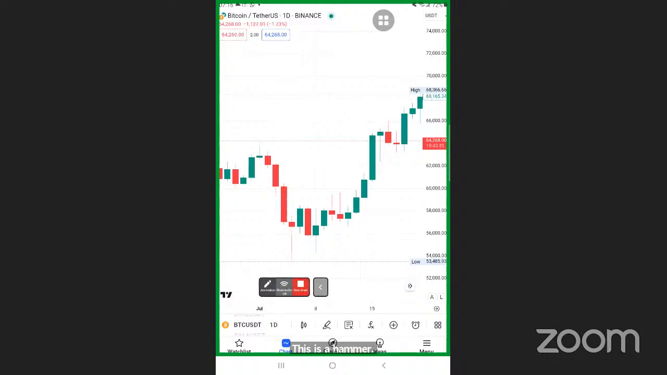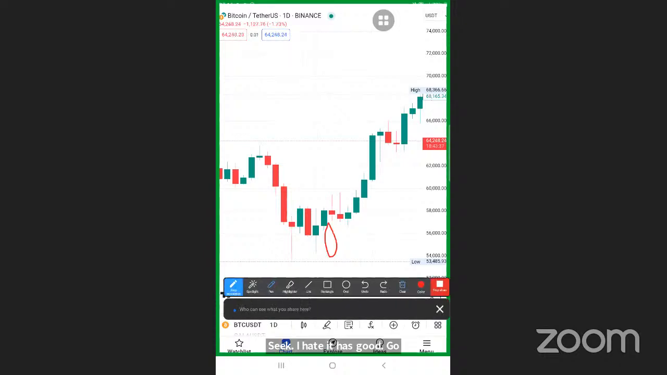It has got this shadow up there and this shadow here. So this tells you that this is a hammer. It is having a long lower shadow. I was talking about the appearance of a hammer, the characteristic of a hammer: the long lower shadow, and it has a small body.